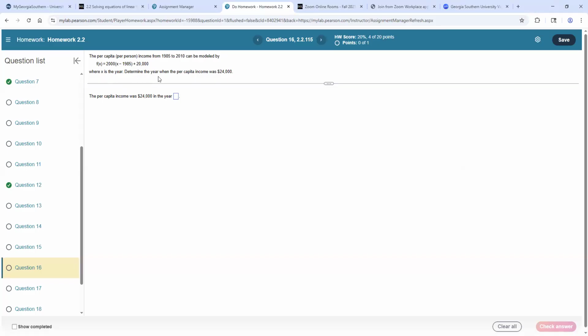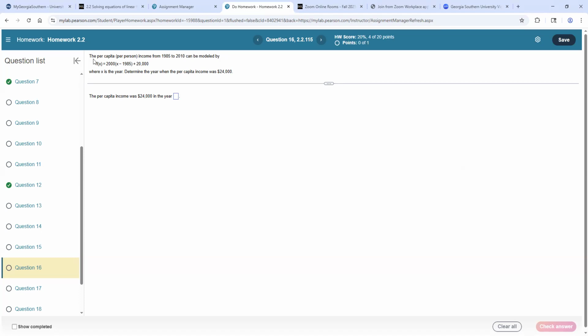It says determine the year when per capita income was 24,000. So we need to know what this 24,000 is. Is it an X or a Y? Remember, f of X is the same as Y, and X is the independent variable, and Y, or f of X, depends on X. So it's the dependent variable.